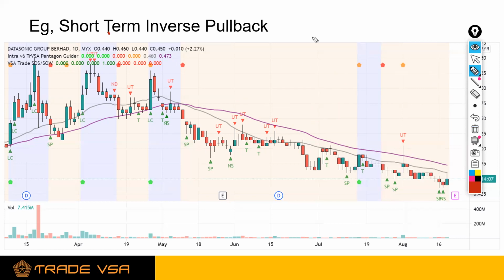This is what we sometimes call an inverse pullback. Okay, so it's like giving you a false signal that this stock is going to reverse, but they are doing another set of selling before they go lower.